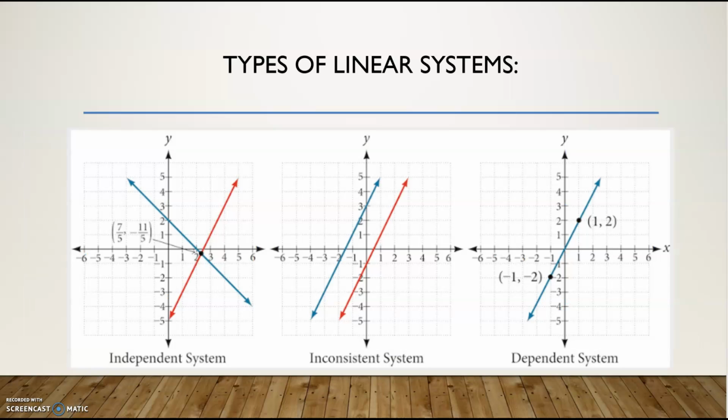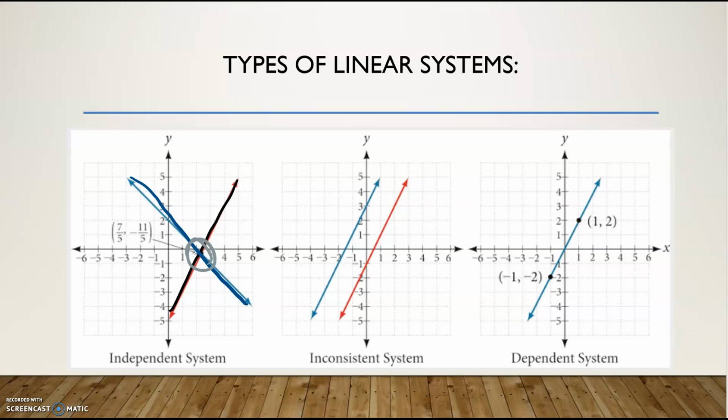So let's look at that as a graph. Here's one equation, and here's another one. Now notice this is an independent system because they cross each other, or they intersect each other at one point, and that is right here. And so that is your solution, 7 over 5 comma negative 11 over 5. That is the solution to that system.